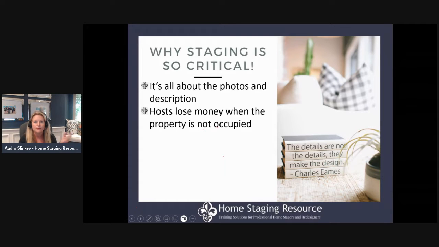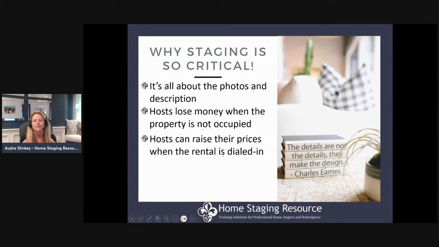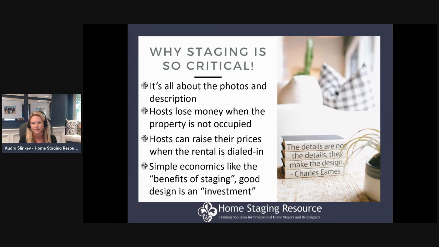Hosts lose money when the property is not occupied. And I know this seems like common sense, right? But it means that this is an investment. Good design is an investment in them getting better prices and better occupancy rates. They can raise their prices when the rental is dialed in.